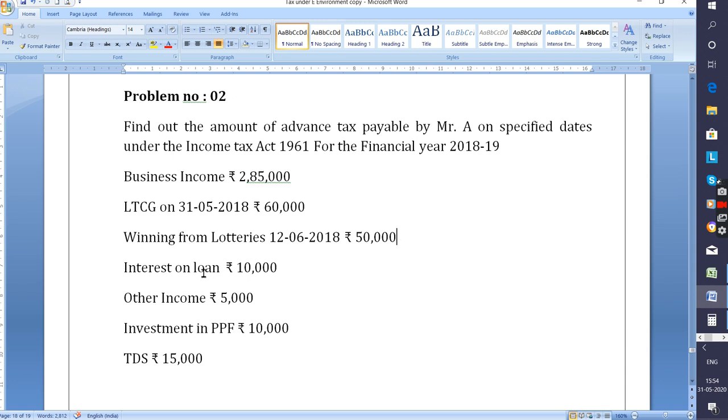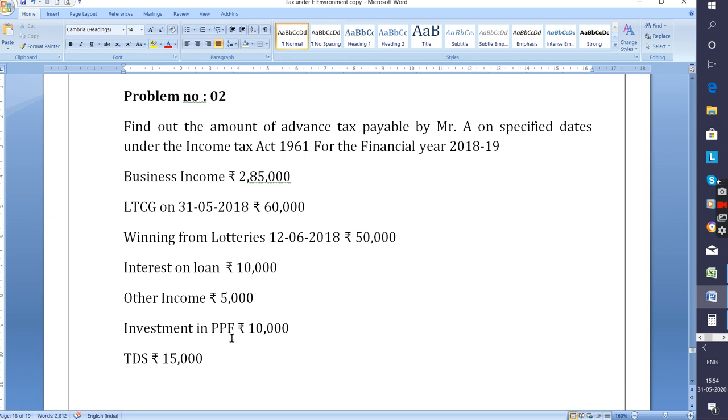Next, interest on loan. Interest on loan is income from other sources. They can predict it. If it is a fixed deposit in a bank, you can predict it: after one year you will get the income, so you can pay tax for it. Similarly, if a loan is given, you can predict the income on a percentage basis. Hence it is a predictable amount, hence advance tax will be paid. Next, other income will be included in the other taxable income. While calculating, add interest on loan also.